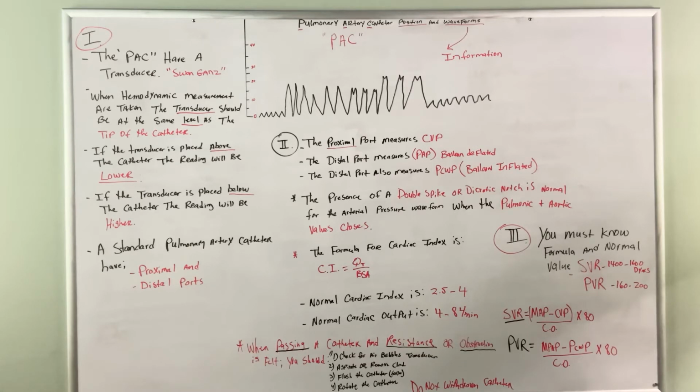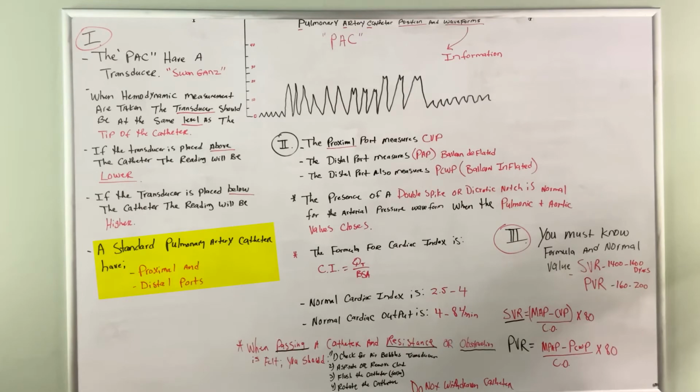The pulmonary artery catheter and the Swan-Ganz catheter, whichever wording you want to use, have a transducer. When hemodynamic measurements are taken, the transducer should be at the same level as the tip of the catheter. If the transducer is placed above the catheter, you will get a low reading. If it is placed below the catheter, the reading will be higher. Please remember those two key words, lower and higher, above and below. If it's above, the reading will be lower. If it's below, the reading will be higher, just opposite.